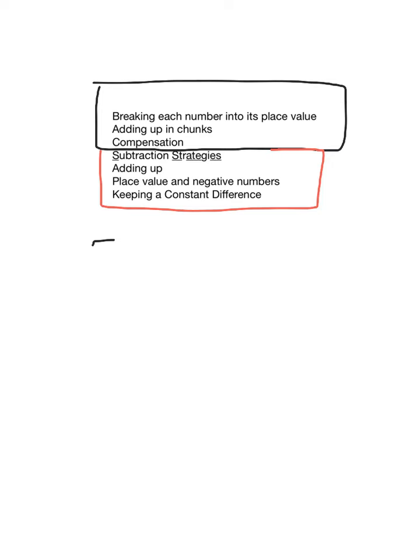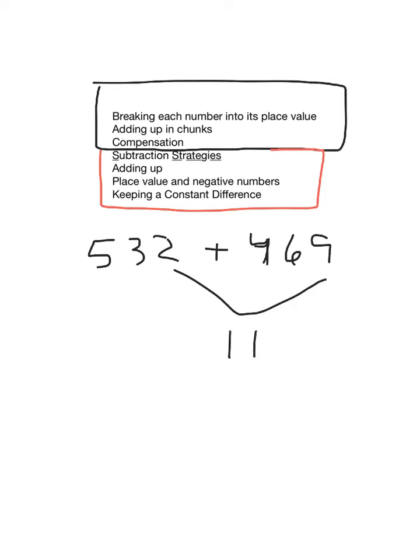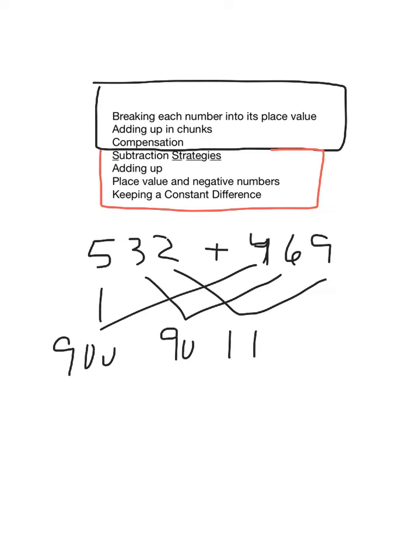So if you had 532, and we were adding that to 400 and let's say 69, okay? Place value is just that: 2 plus 9 is 11, 3 tens plus 6 tens is 90, 400 plus 500 is 900. So if we add those all together, we're left with 1001. 900 plus 90 is 990, plus 10 is 1000, plus 1 is 1001. So that would be breaking each number into its place value.